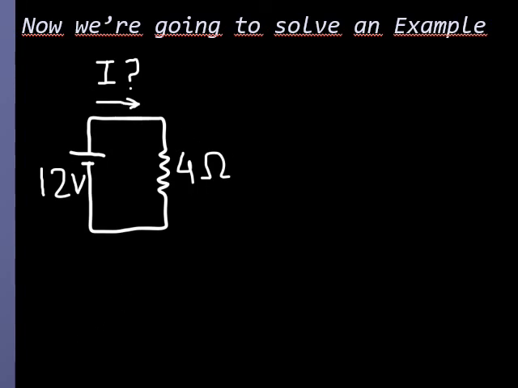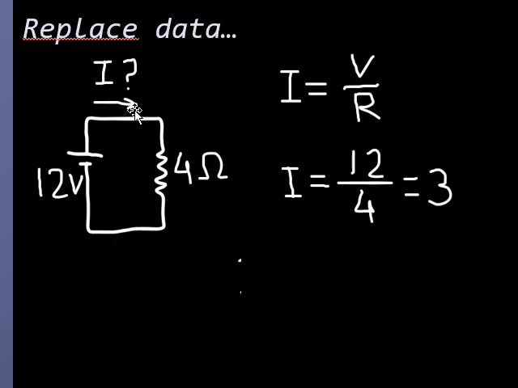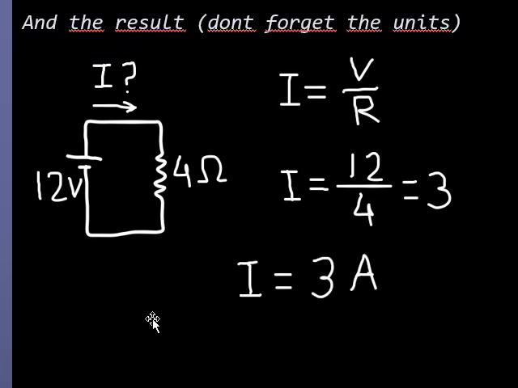So what do we have to do? The first thing is to choose the right formula. In this case, as we have to work out the current, this is the formula we have to use: we divide the voltage by the resistance. The next step is to replace the values we have. We replace the voltage by 12 volts and the resistance by its value, 4, and then we divide. 12 divided by 4 is 3. So the result is that the current is 3 amps.